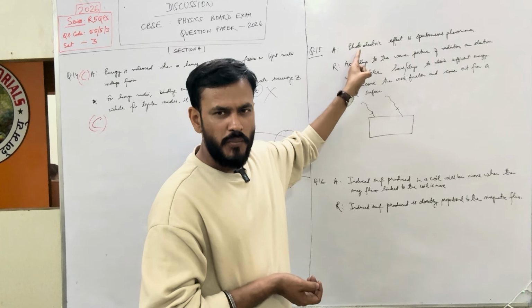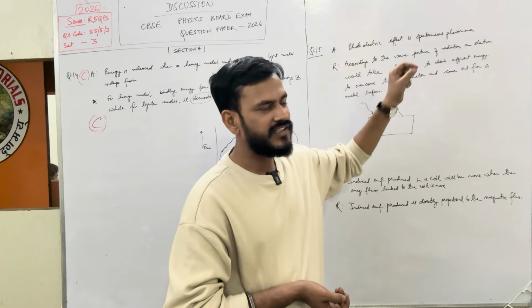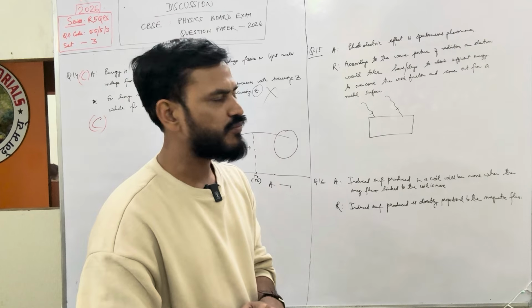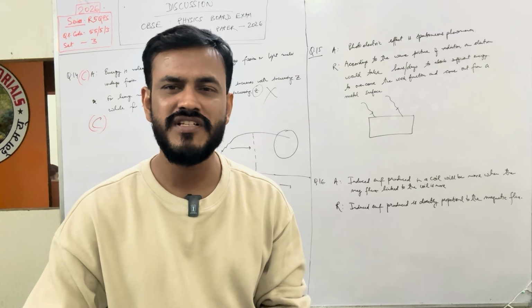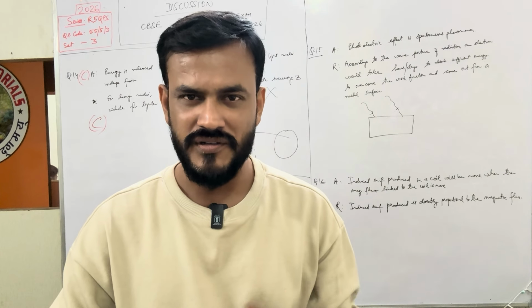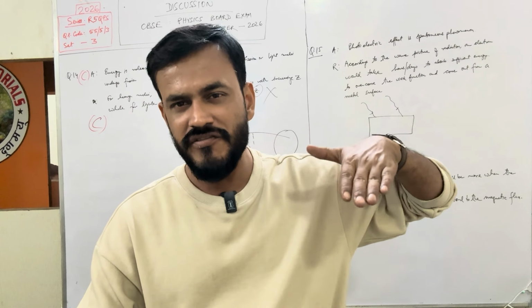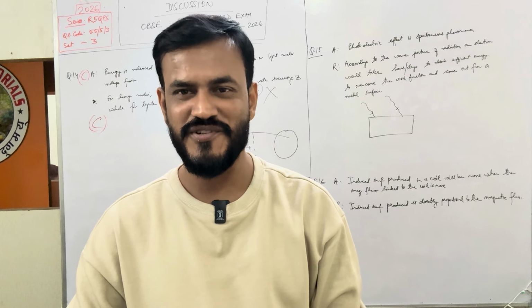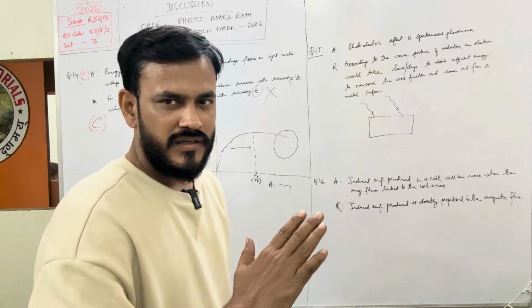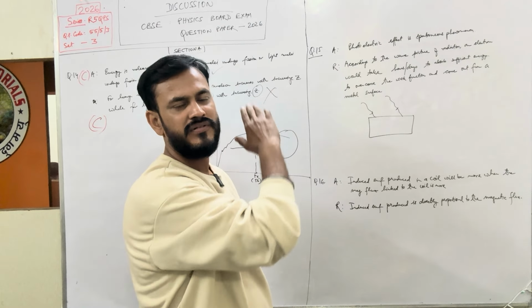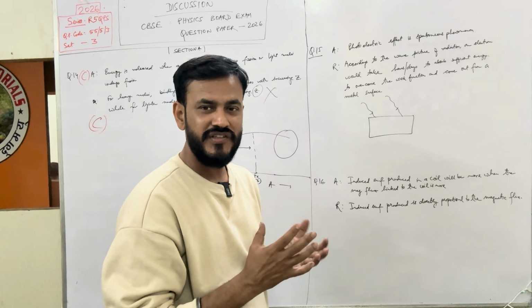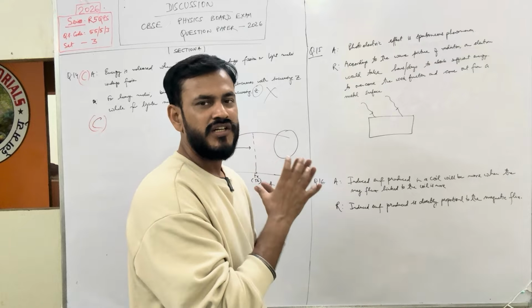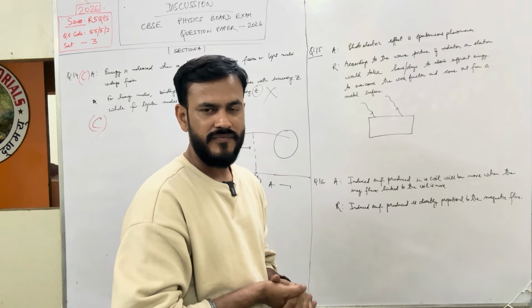Now, what is the problem with this? The photoelectric effect is not spontaneous. Spontaneous is something which can occur on its own, like a river flowing down the hill is a spontaneous process. Rivers don't climb above the hill on their own. One will have to invest some energy to make the river go up the hill.